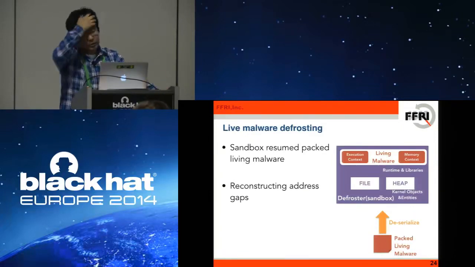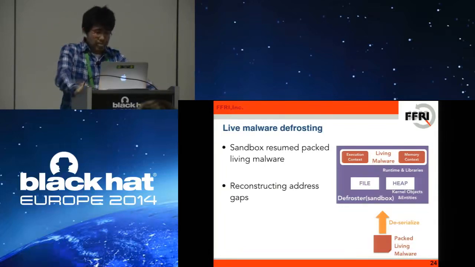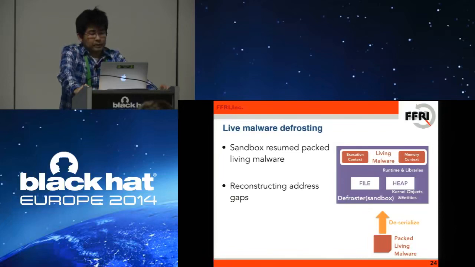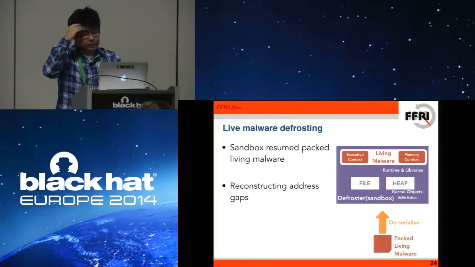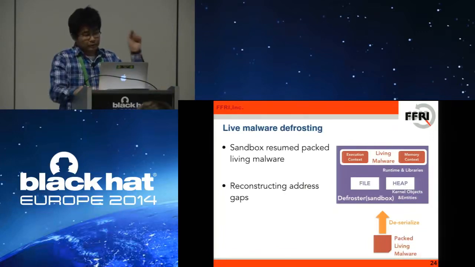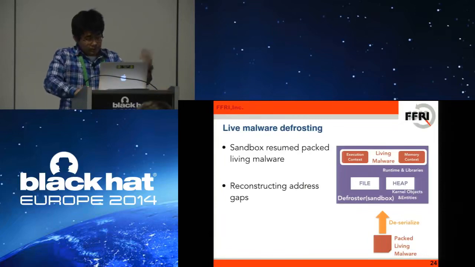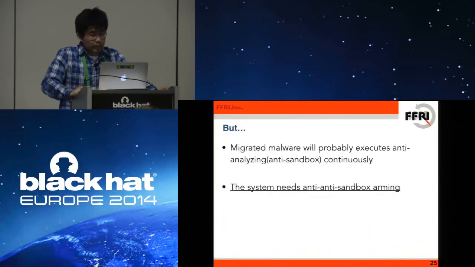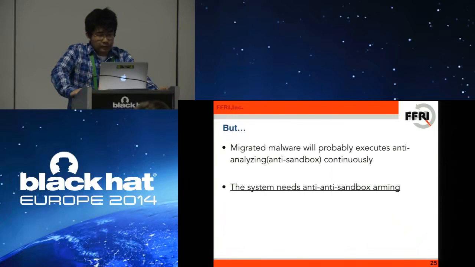First, the defrost sandbox receives packed malware within an executable file, memory image, and some context. Next, the defroster unpacks the malware and restores all context for process resuming. Finally, the defroster reconstructs the address gap between the freeze dryer sandbox and the defroster sandbox. So it completely restarts the malware. Okay, I did it.